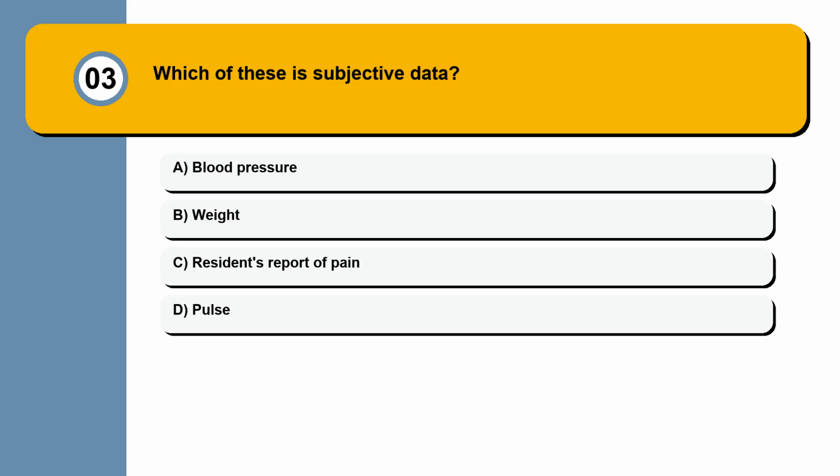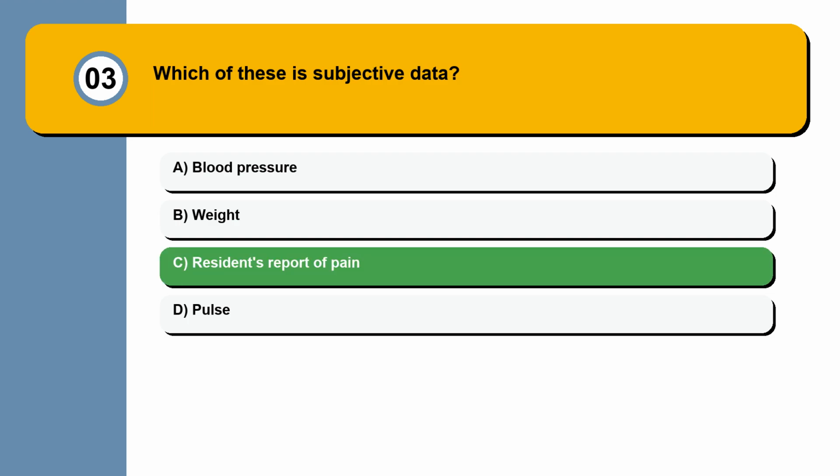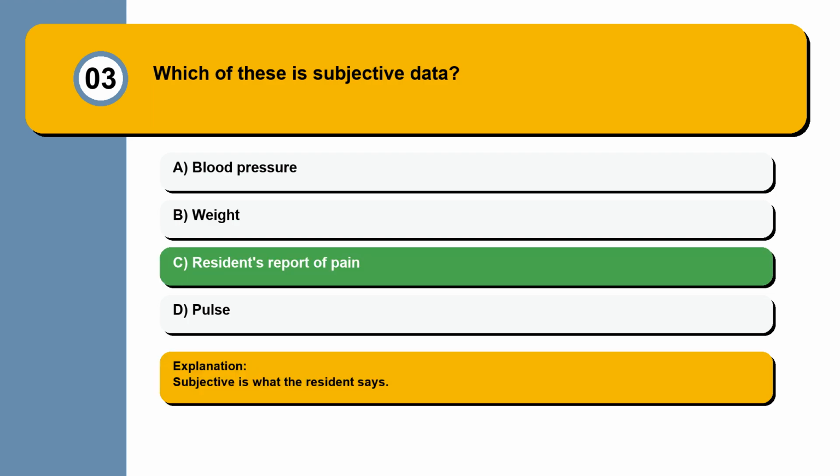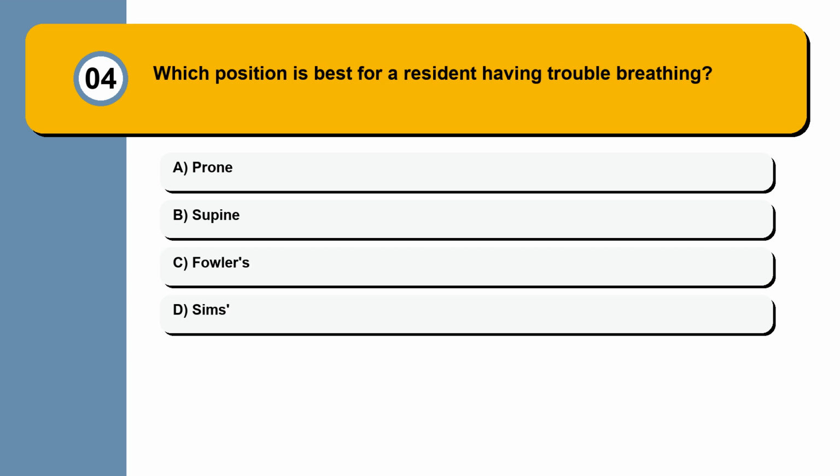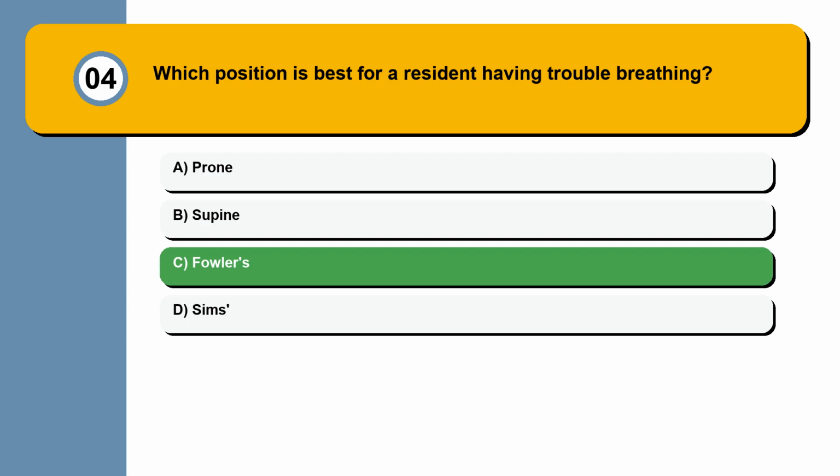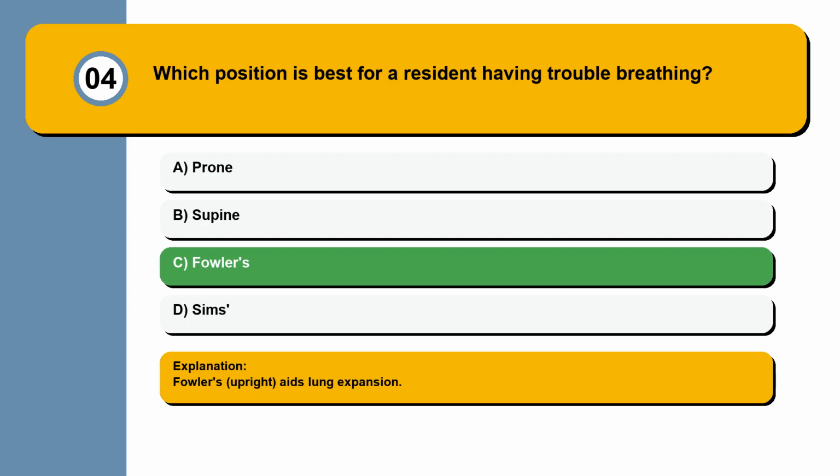Question 3. Which of these is subjective data? Blood pressure, weight, resident's report of pain, pulse. Subjective is what the resident says. Question 4. Which position is best for a resident having trouble breathing? Prone, supine, Fowler's, Sims. Fowler's, upright, aids lung expansion.